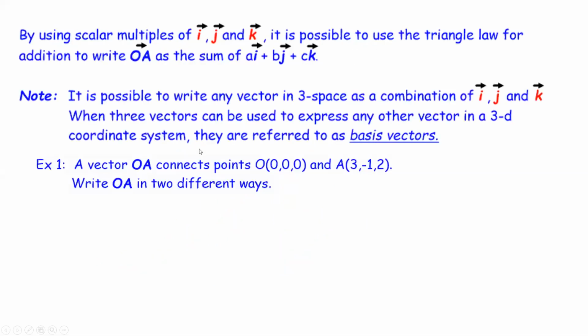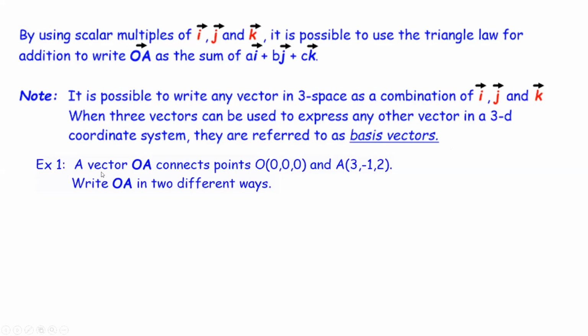All right, so let's just get to a couple of definitions now. So by using the scalar multiples of the I, the J, and the K, it's possible to use the triangle law, which we've talked about before, for addition to write some OA vector, which is the sum of the AI, the BJ, and the CK. So these are the scalars being applied to the I, the J, and the K. So it is possible to write any vector in 3 space as a combination of these 3 things. And when these 3 vectors, the I, J, and K, are used to express other vectors or to create any other vector, we're going to call them what we called them before, the basis vectors. So now we just have 1 extra basis vector as opposed to 2, which we had the last time.